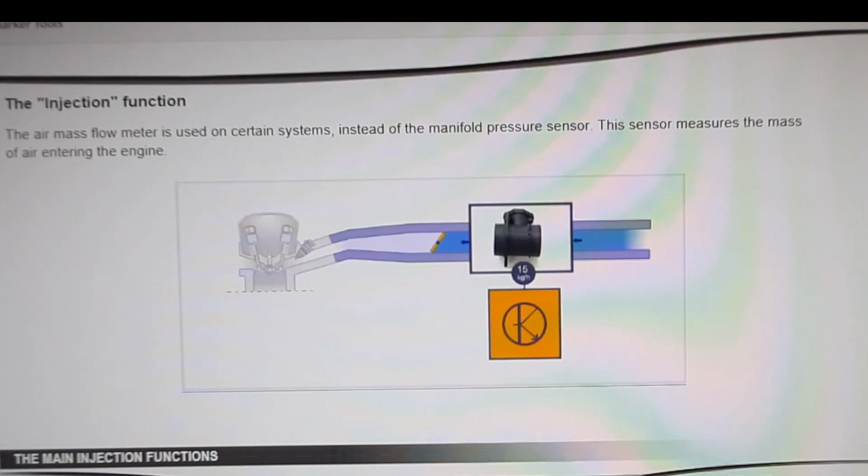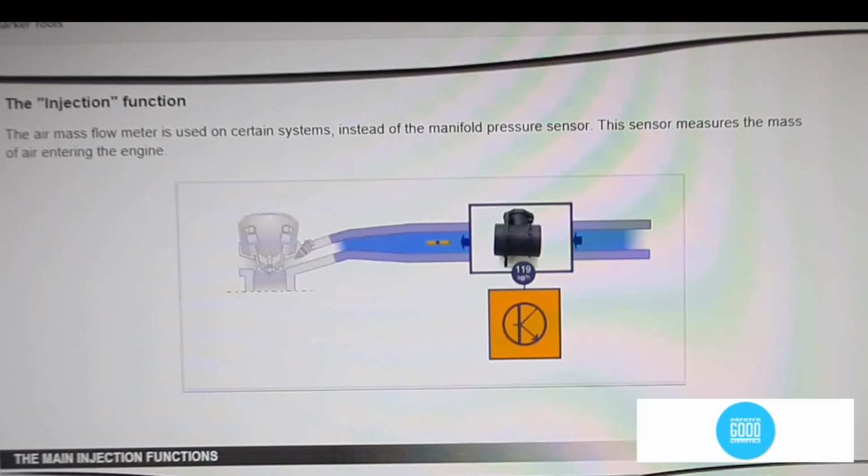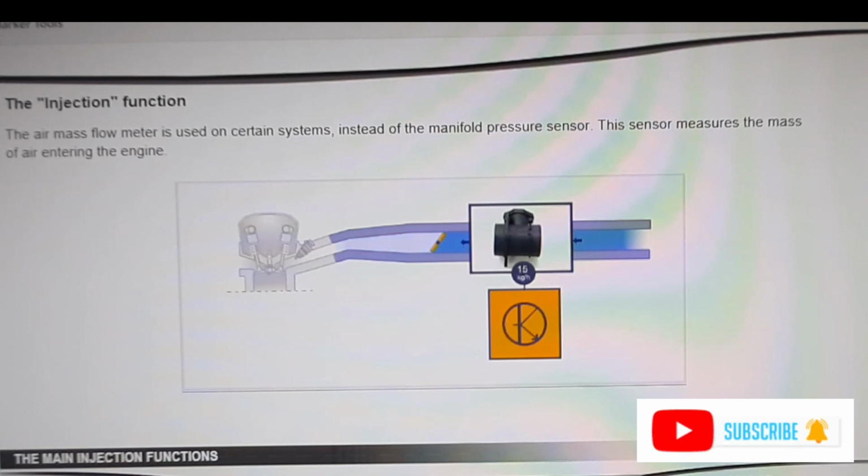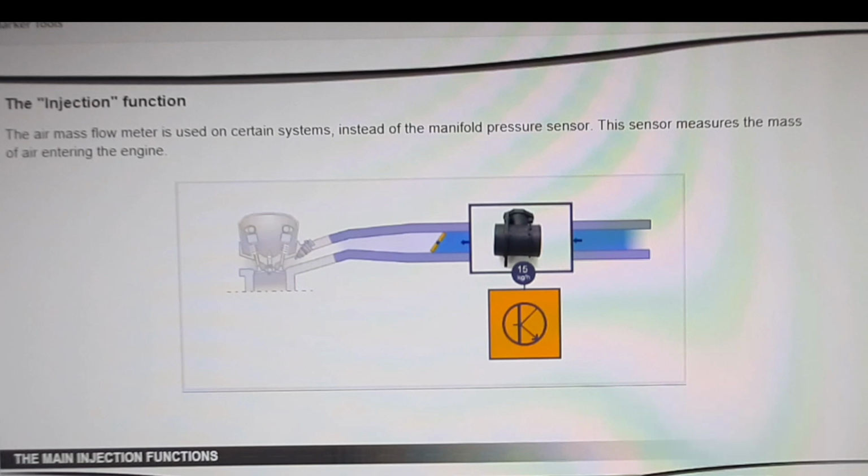The air mass flow meter is used on certain systems instead of the manifold pressure sensor. This sensor measures the mass of air entering the engine. This measurement, combined with the engine speed, enables the computer to determine the quantity of petrol to inject.